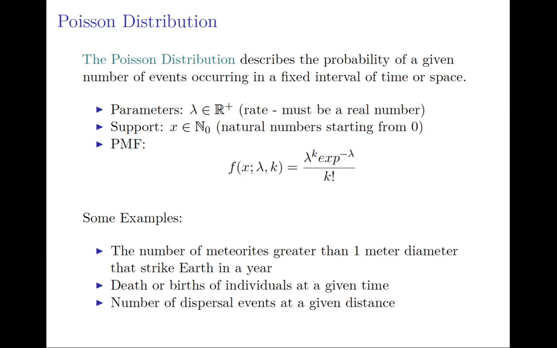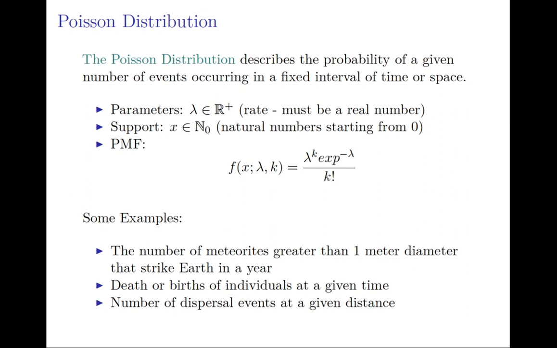And so the Poisson distribution describes the probability of a given number of events occurring within a fixed interval of time or space. And so here our parameter is lambda, and it's a rate parameter that must be a real number, which is what that R plus means. And it has support across all natural numbers starting from 0. And so it has a probability mass function as well because it's discrete, and here is the function for it.